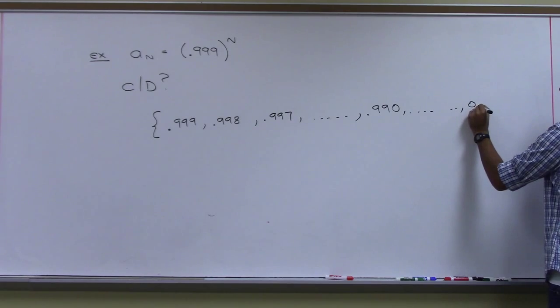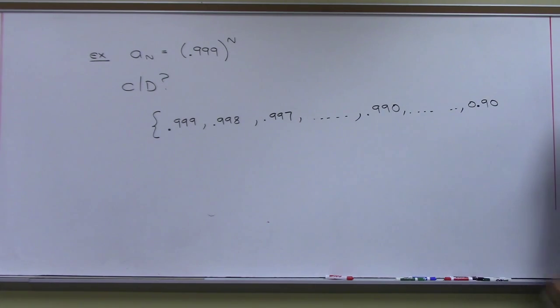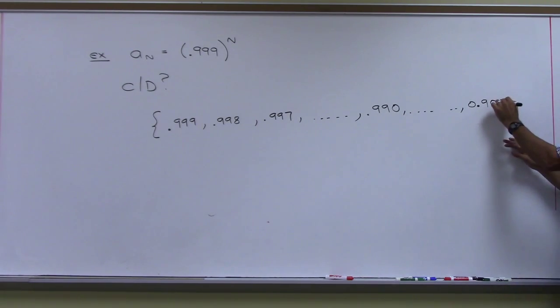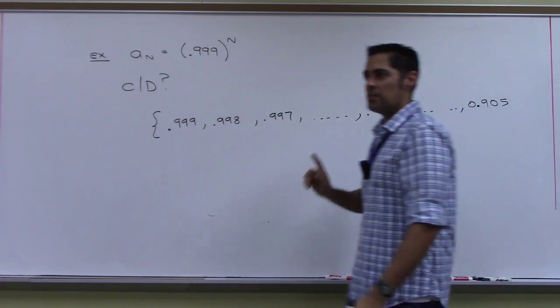Zero point 0.90. Wait. 0.90. Like that? So, okay, 0.905. But it's getting smaller, right? It's taking a while, but it is getting smaller.